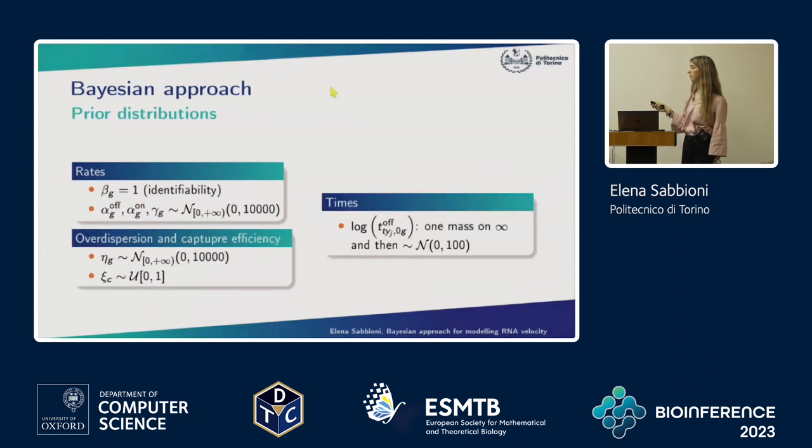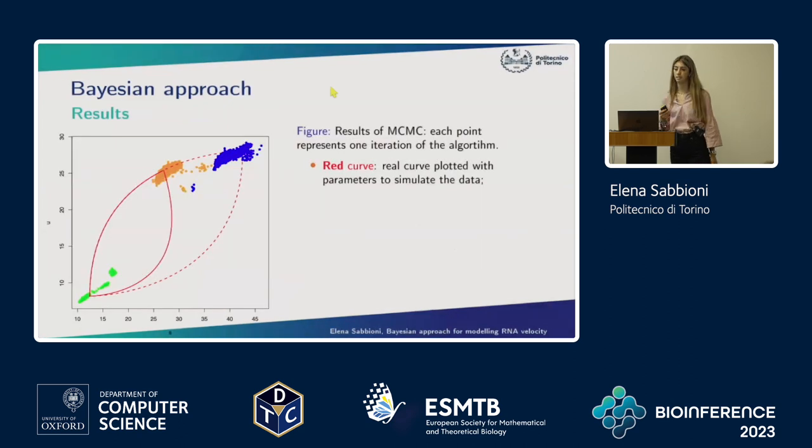And for the switching time, we put one mass at infinity, allowing the switching time to reach the steady state, and then we use again a normal. So here we can see some results. The algorithm that we've used is adaptive MCMC. And each point here represents one iteration of the algorithm.